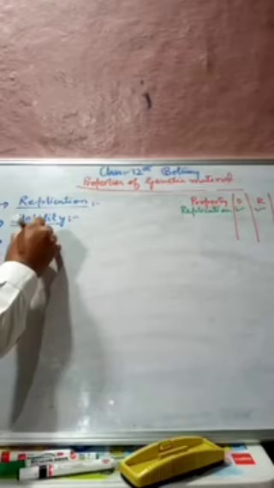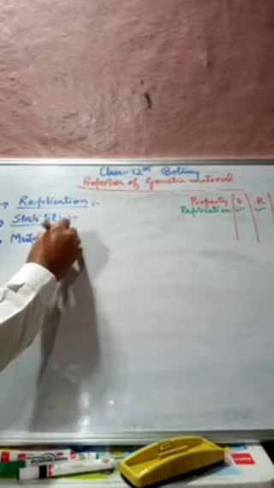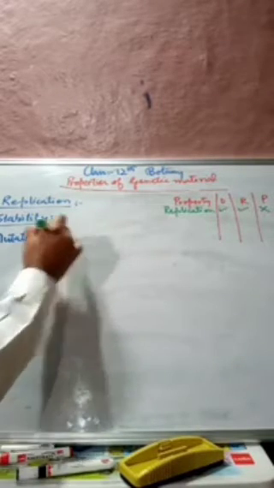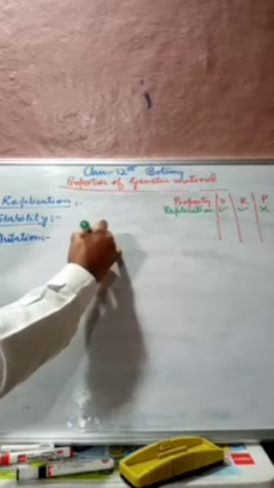Third is mutation. Mutation means sudden change in the genetic makeup of an organism. So genetic material should be able to undergo mutation, and the changes that take place in the genetic material should be inherited.